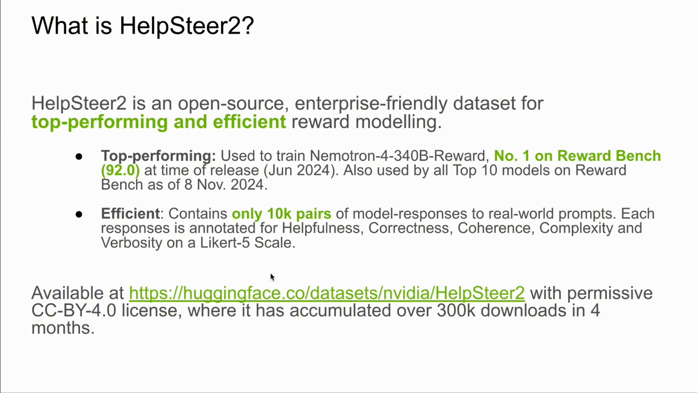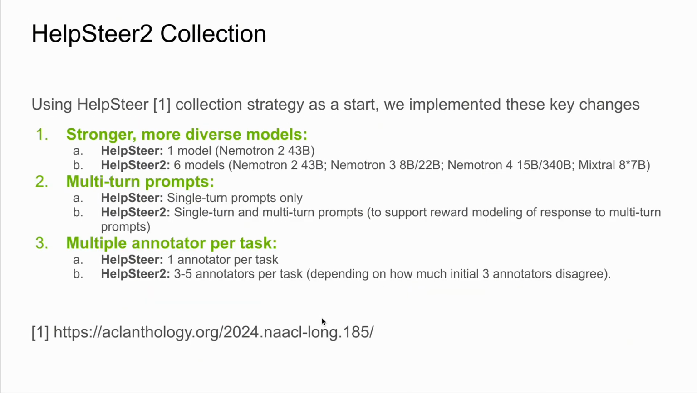We also released this on Hugging Face, again with the same license, and it accumulated more than 30,000 downloads in 4 months. Compared to HelpSteer1's data collection effort, we implemented a few changes. The first being, rather than just sticking to one model, we used a range of stronger and more diverse models. This includes our Nemotron 2 series, our Nemotron 3 series, and our Nemotron 4 series, as well as the external Mixtral 8x7B, which at that time was super strong.